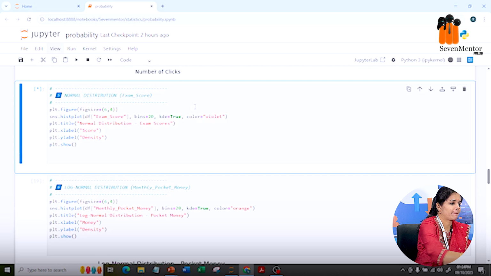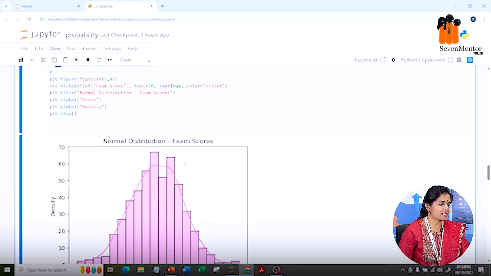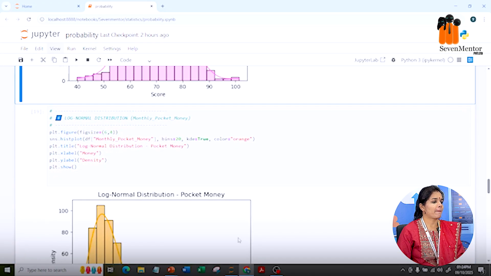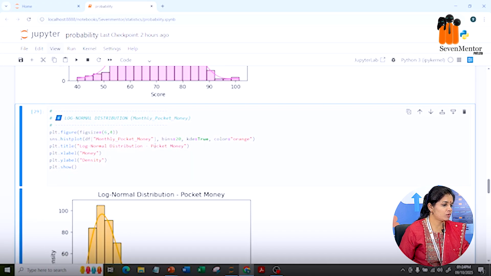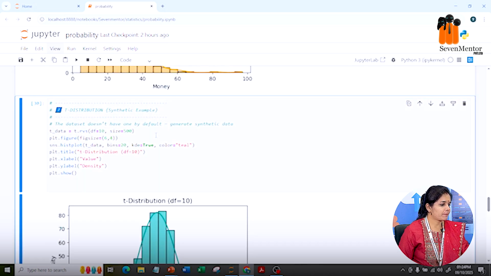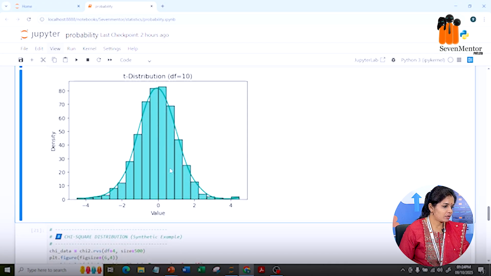Normal distribution. This is the normal distribution, exam scores. So we can see, as I discussed, we have maximum data within the 95 percent confidence interval. See, maximum data here. We can say it is from 40 to 100. Yes, correct. Okay, this is the log normal distribution. This is the T distribution.